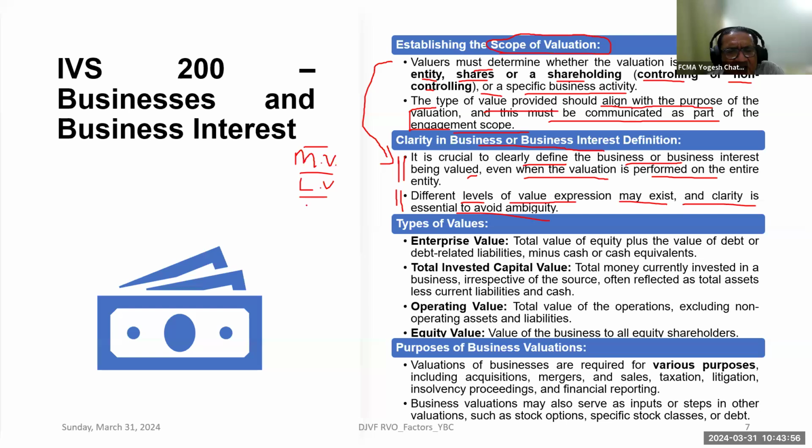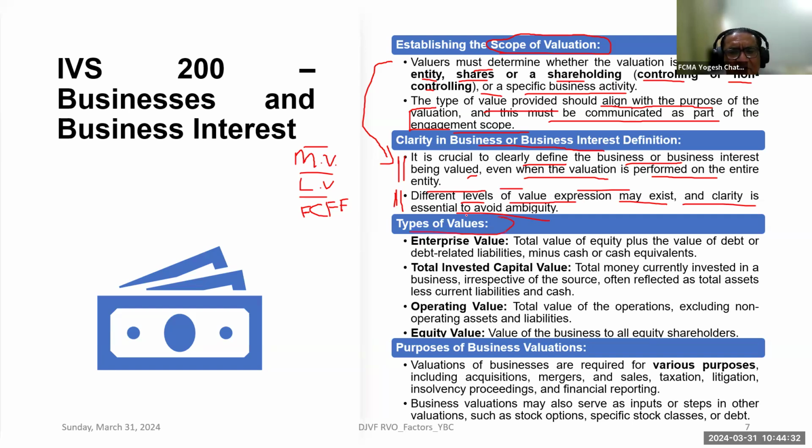As we discussed, when the valuer is taking FCFF, free cash flow to firm, what value is first arrived at? That will be the enterprise value, the value of the entire business. And from that, if we reduce the debt component, then we will arrive at the equity value. So these are different levels of value, and they need to be expressed with clarity. That is what is highlighted here.